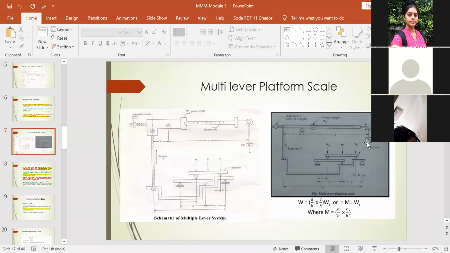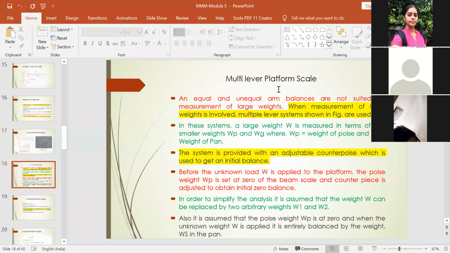First, initially you will add the weight, adjust the counterweight, and see that Wp is 0. And also when you add the unknown mass which you have to measure in two sectors W1 and W2, you will again assume the value of Wp is 0, provided that due to the external load you can add some weights if needed in the pan such that Wp remains 0. So this simple initiation work has to be done when you insert a huge load which has to be measured using a multi-lever platform scale.